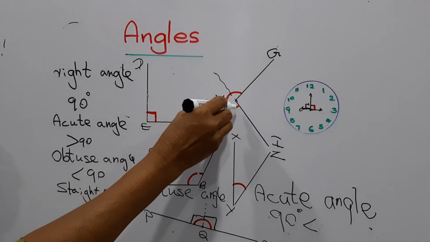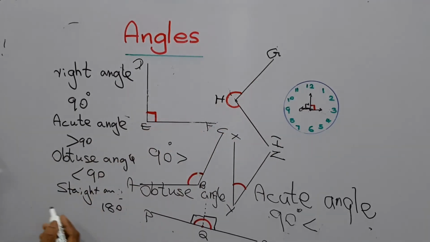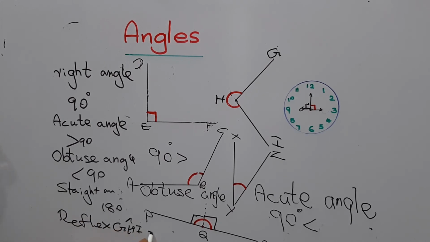Then we learned reflex GHI angle, that is more than 180 degrees. I think you learned a lot about angles. You got a good knowledge about angles.